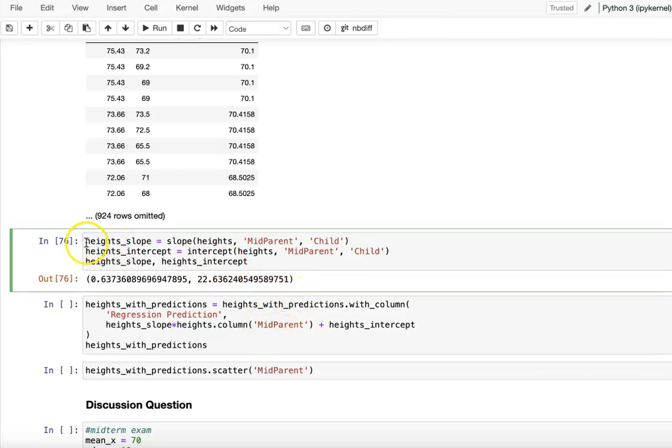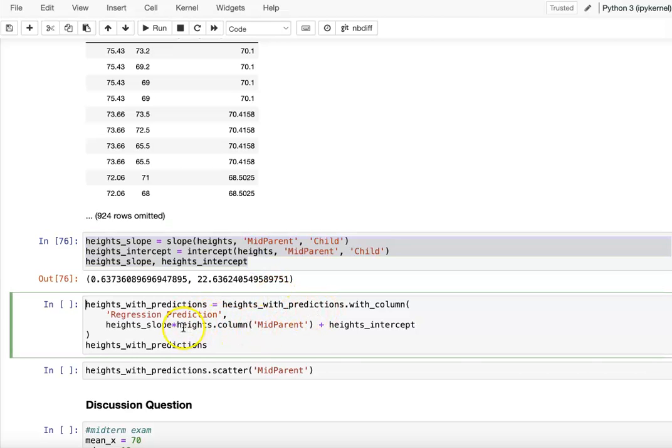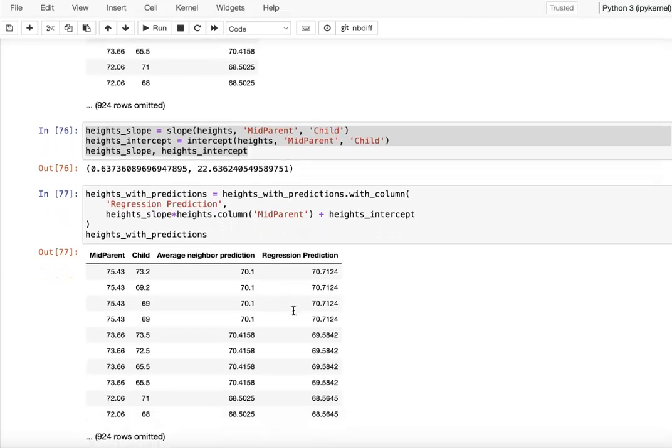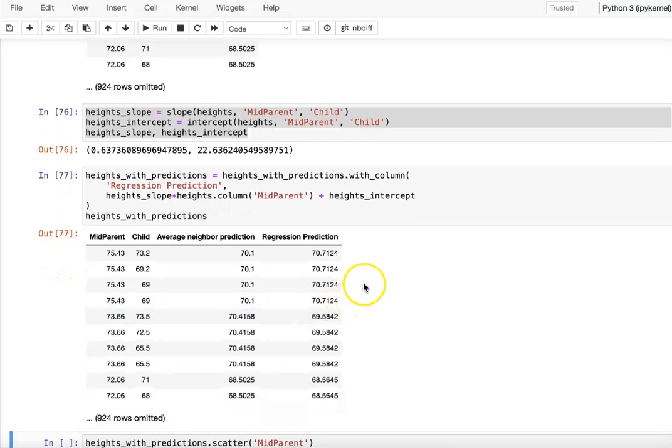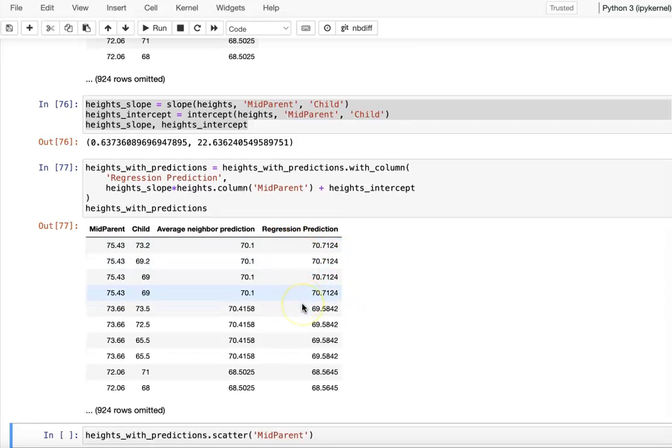Of course, after we get this line, we can plug in the original parent's average, times the slope plus the intercept. So we can get another column. This column is still the children prediction, but we use the regression. After we add this column in, you can see they are pretty close, the nearest neighbor prediction and the regression prediction.